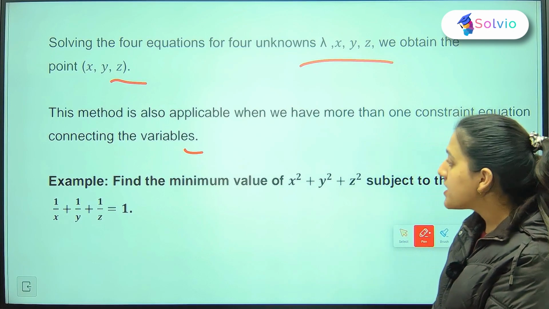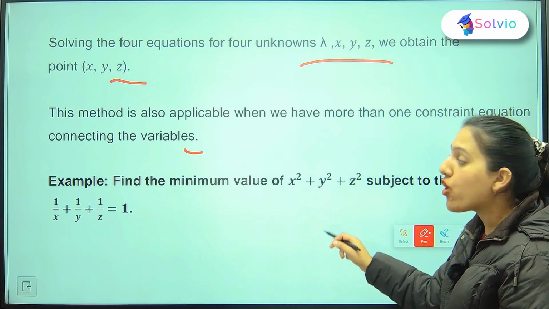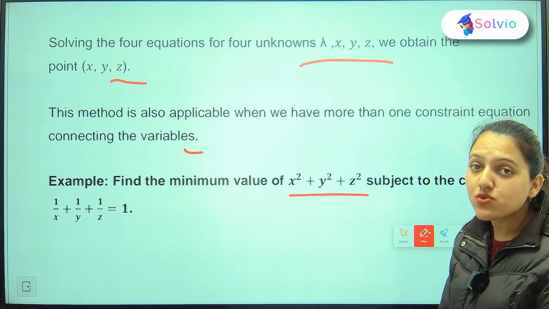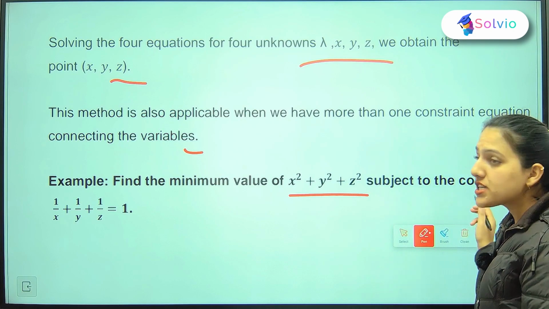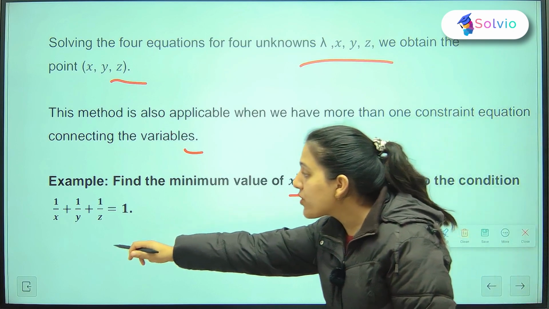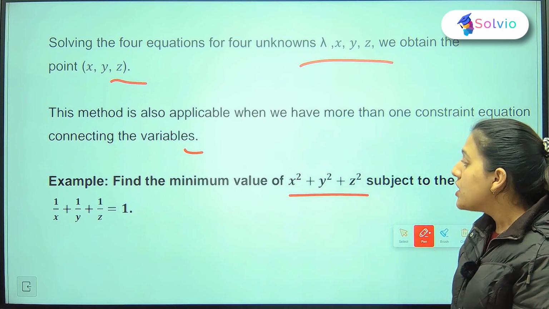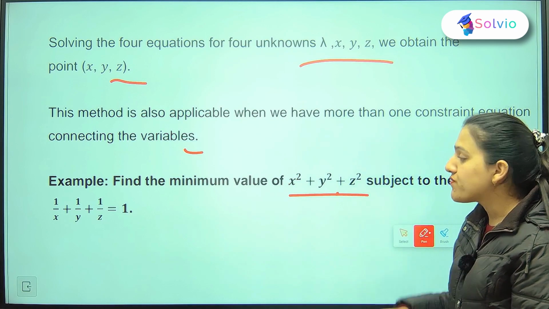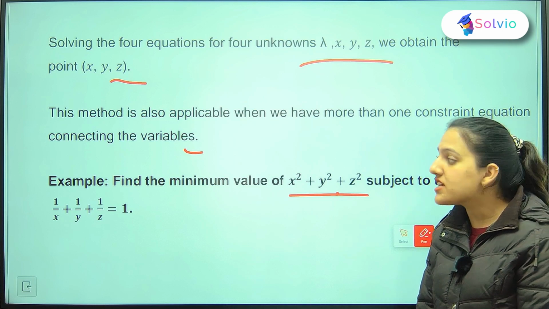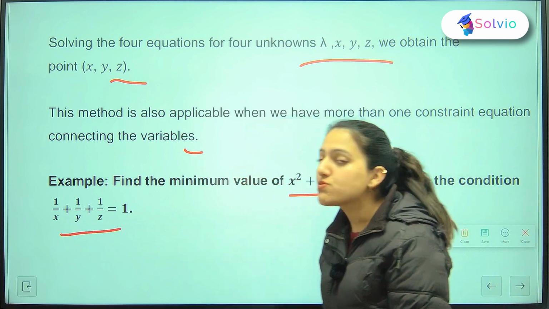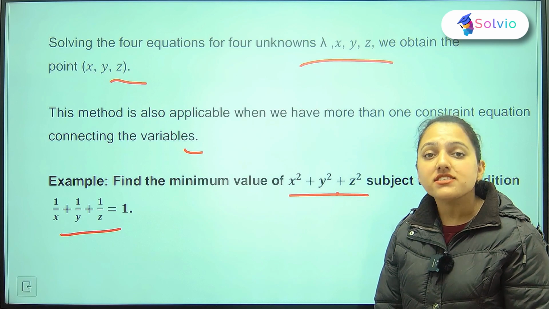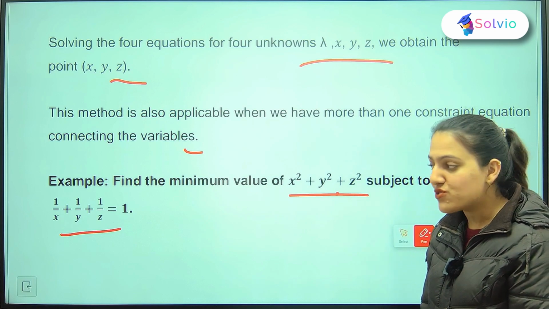So here we need to find minimum value of x square plus y square plus z square subject to the condition 1 upon x plus 1 upon y plus 1 upon z equal to 1. So that means this is our function small f of x, y, z, and this is our function small g of x, y, z. So let's start the solution.